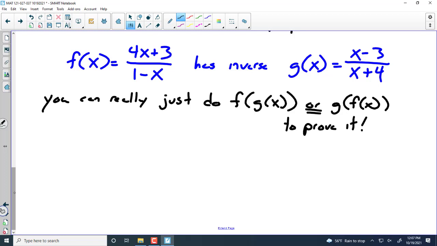And this is going to look awful, because look what I have to do. I have to do this: f of g of x equals 4, or let me put it in two steps here. Let me do it in two steps.